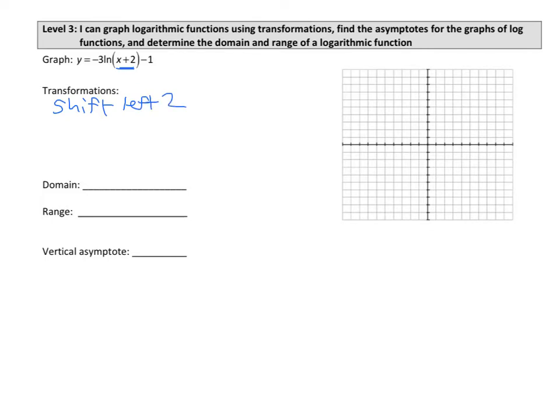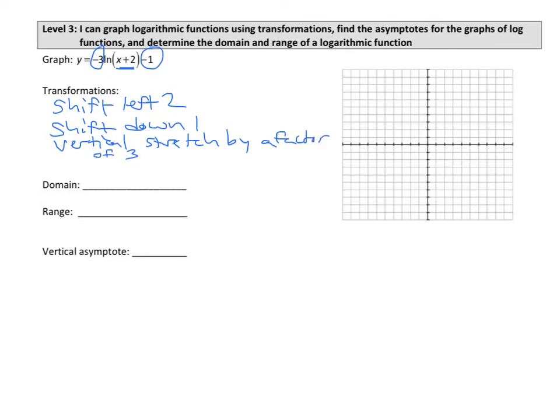The things that are affecting the y values are on the outside, so the -3 and the -1. The -1 is a shift down 1. And that -3 that's being multiplied by the function is a vertical stretch by a factor of 3, so it's getting 3 times taller, or stretching vertically by a factor of 3, and then the negative in front of that 3 is reflecting this graph vertically, so it's a vertical reflection over the x-axis. So reflect over the x-axis. So we have a lot going on in this graph.